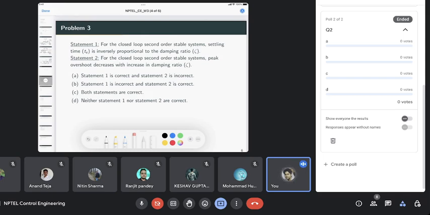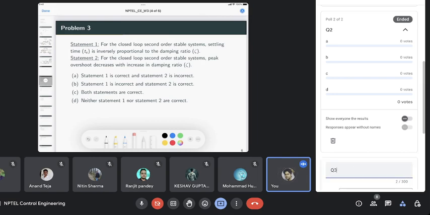So we have two statements. For the first statement, you are considering only a stable closed loop second order system. The first statement says that settling time is inversely proportional to the damping ratio, and the second statement says that peak overshoot will decrease with an increase in the damping ratio. Then you have to identify which option is true: whether both statements are true, or one statement is true and the other is false, or both are false.